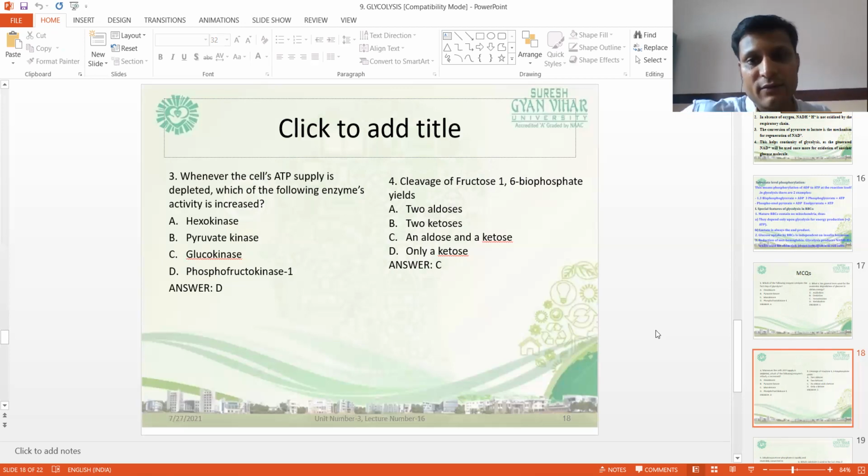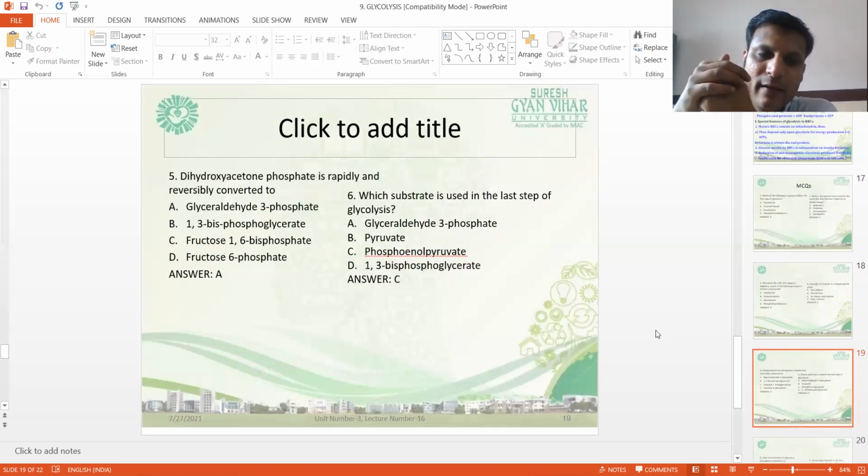The cleavage of fructose 1,6-bisphosphate gives one aldose and one ketose. We have seen that earlier. These are three-carbon molecules. One will be an aldose, which contains an aldehyde, and the other will be a ketose, which contains a ketone group. So this is the fourth MCQ we have seen. We'll be seeing more MCQs.